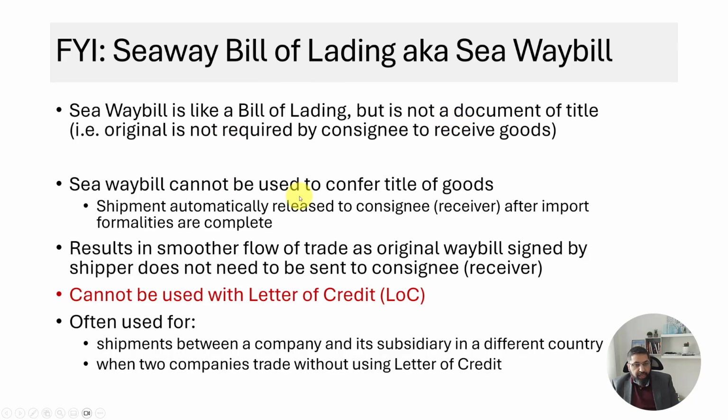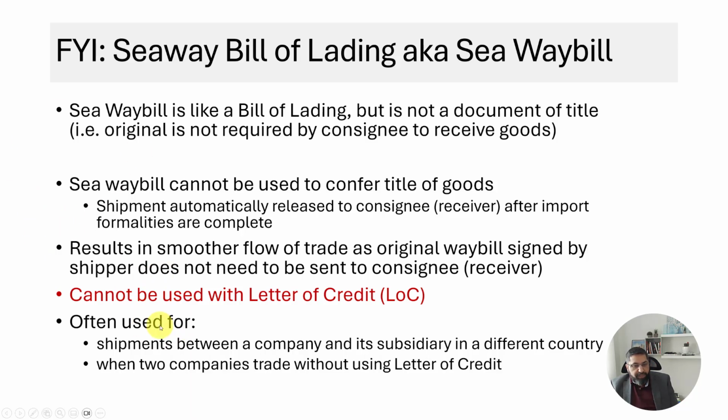Okay. Instead, because the C-way bill has the consignee listed, the name of the company or the address or name of a person, goods are released to that consignee automatically once the import formalities are complete. It's often used for shipments between a company and a subsidiary in a different country, or when two companies trade without using letter of credit. And this will make more sense when we talk about letter of credit.